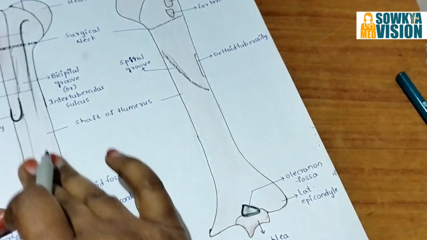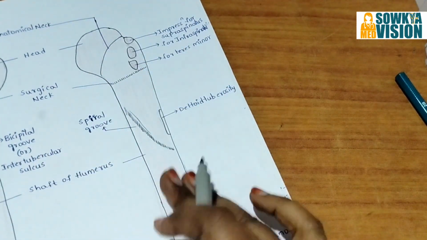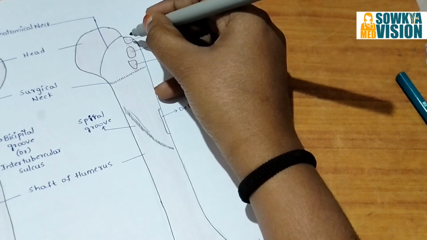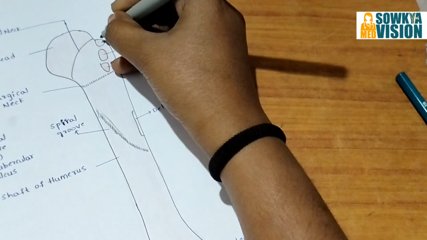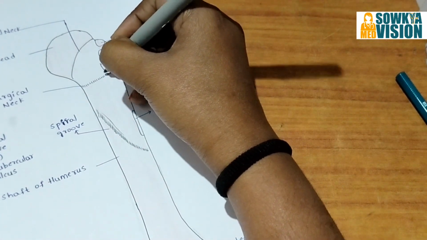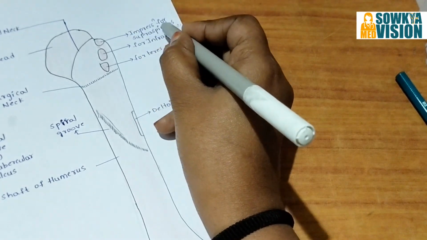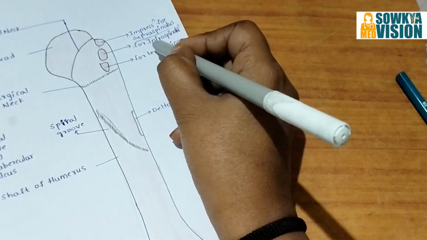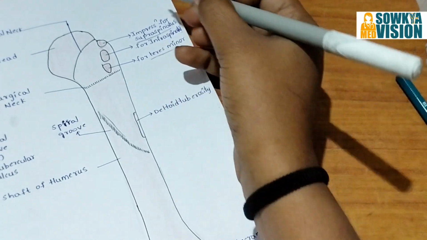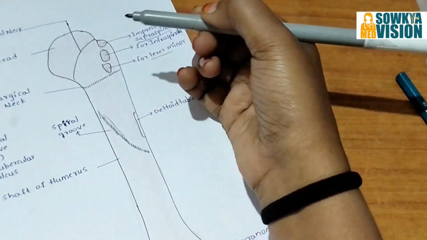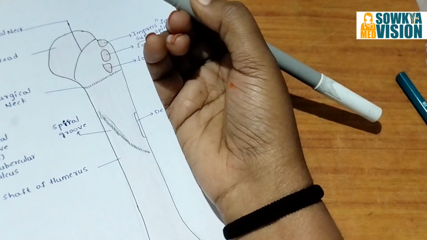This is the anterior view. This is the posterior view. This side is the lateral. In the posterior view, this side becomes the lateral, right? So the three facets are these three: impressions for supraspinatus, infraspinatus and teres minor. These three muscles get attached at the greater tubercle of the upper end of the humerus.